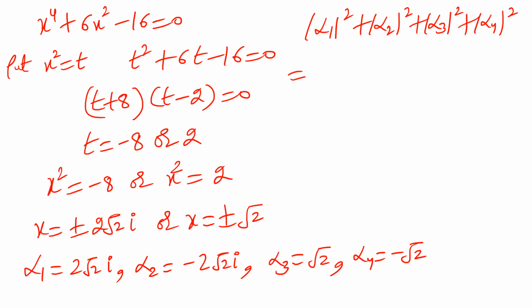So |α1|^2 becomes just 8. |α2|^2 becomes 8. |α3|^2 becomes 2. And this is again |α4|^2 is also 2. So the final answer becomes 20.